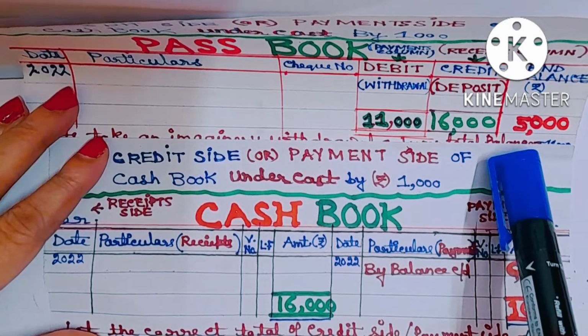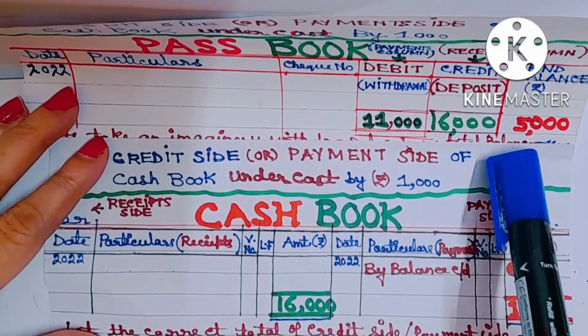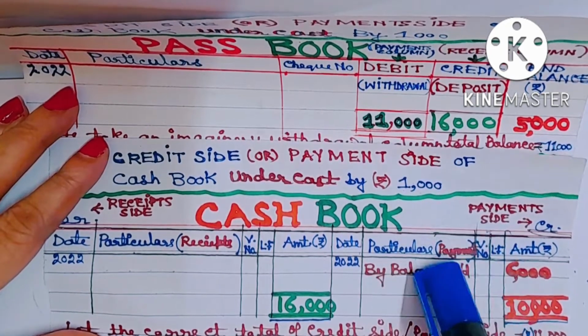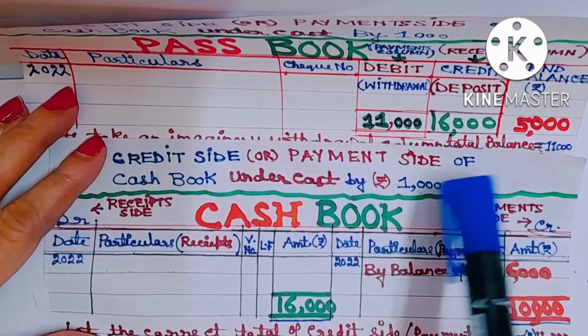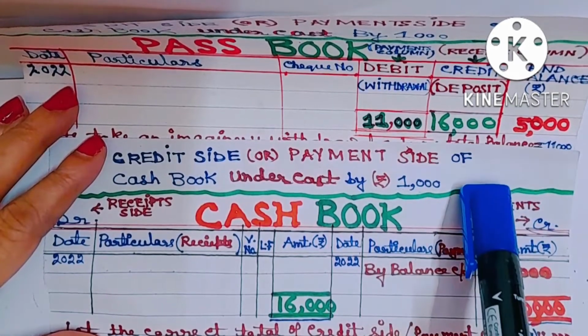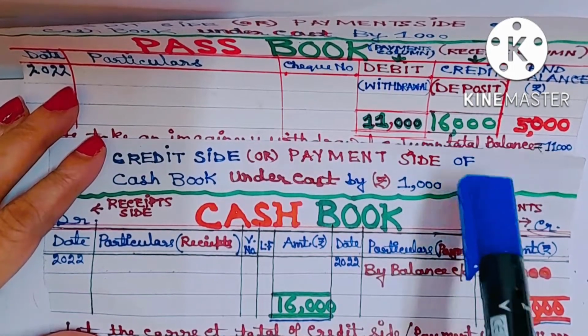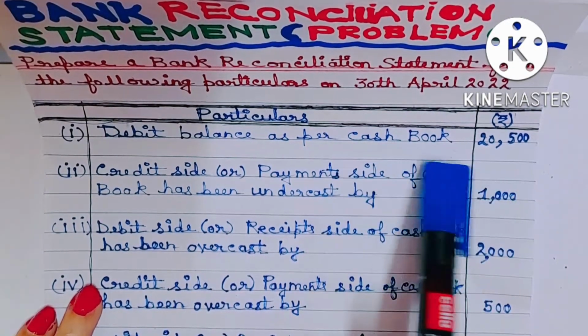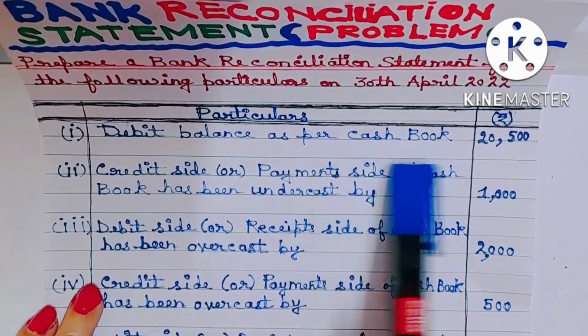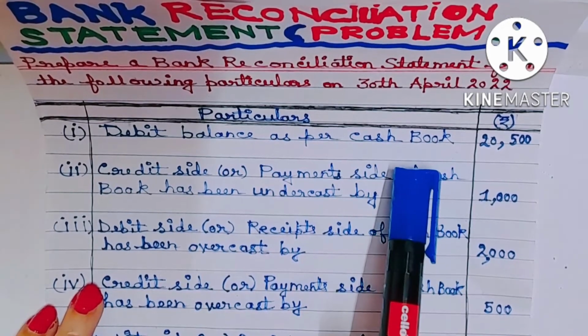Okay. So what is our job? Our job is to make cash book balance equal to passbook balance. But we cannot touch passbook because passbook is not given in the problem. Cash book is given in the problem. Let me show you. Debit balance as per cash book 20,500. So cash book is given in the problem. Passbook is not given in the problem.